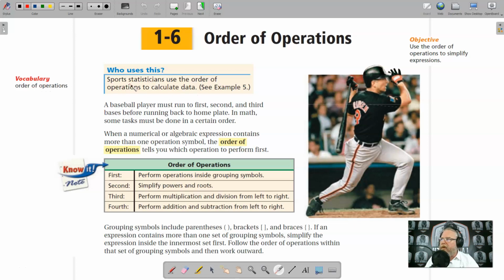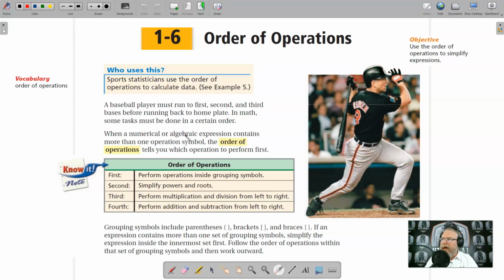So who uses this? Well, sports statisticians use the order of operations to calculate data. We'll see that in example 5. A baseball player must run to first, second, and third bases before running back to home plate. In math, some tasks must be done in a certain order.